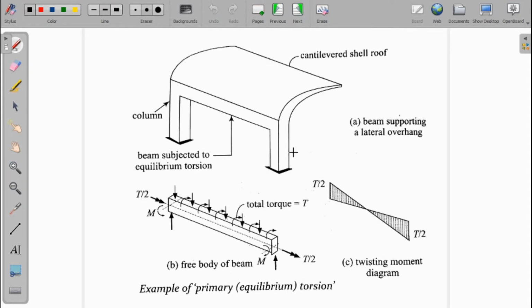The first one, whatever I have shown, the canopy kind of thing. Here, this is a cantilevered shell roof for a canopy kind of thing.